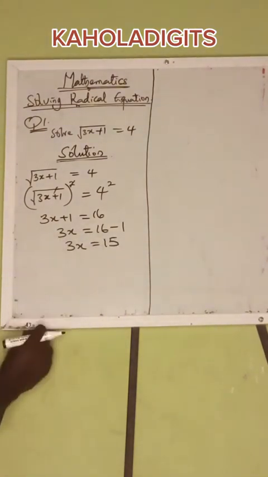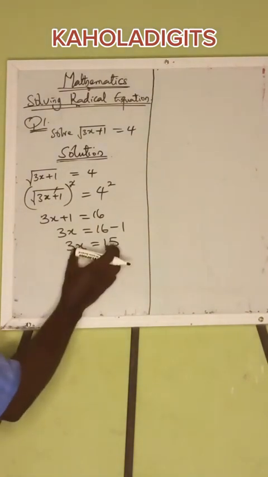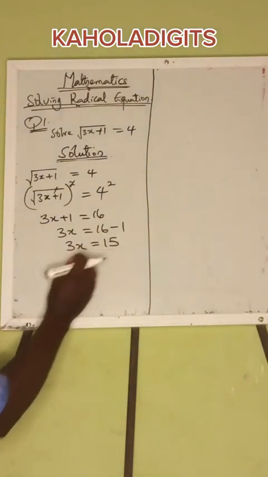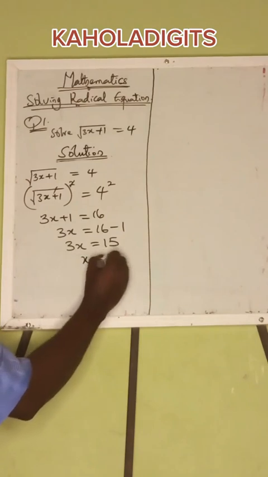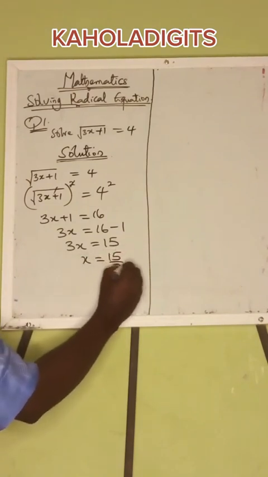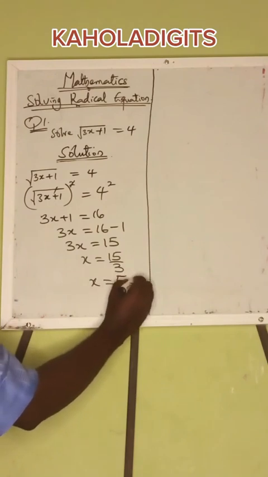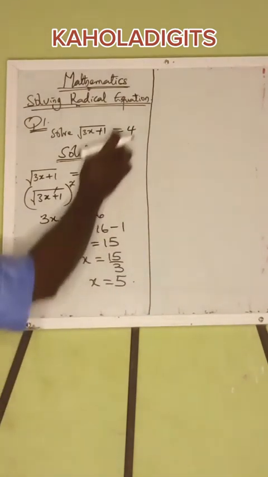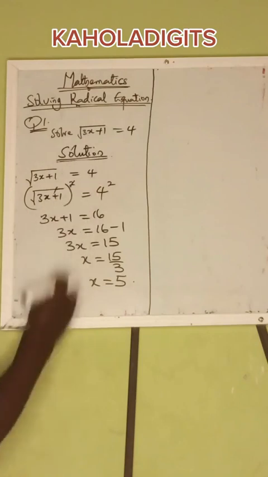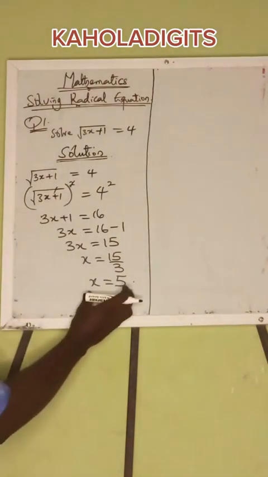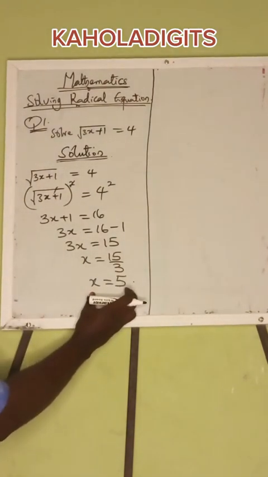At this stage, to get the value of x, we need to divide both sides of the equation by 3. X will now give us 15 divided by 3, and x equal to 5. So the solution to this radical equation is now x equal to 5.